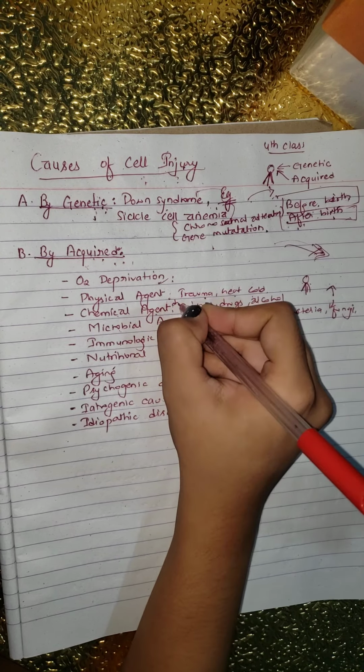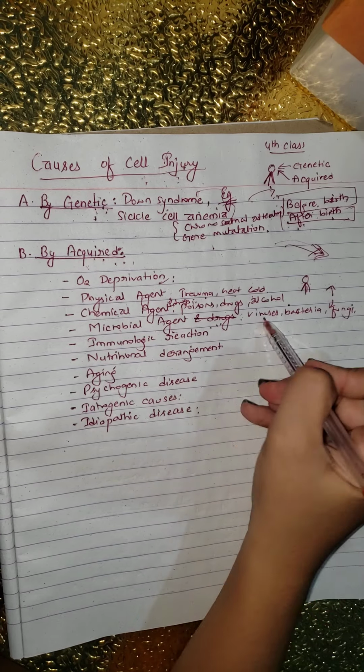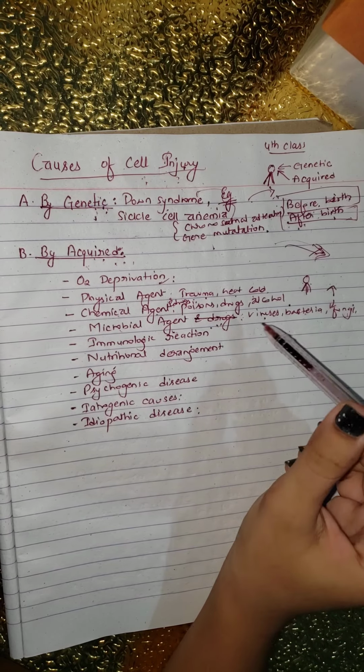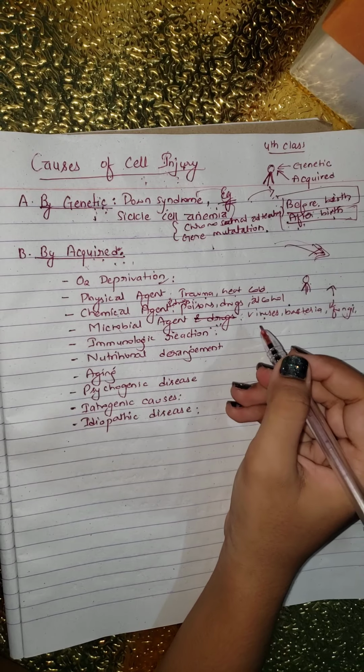Drugs come here. And microbial agents, viruses, bacteria, fungi, parasites, whatever, if they are causing you trouble, will cause injury to the cells. What is immunologic reaction?